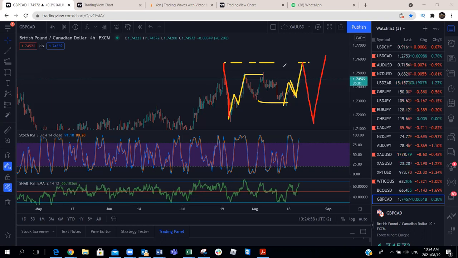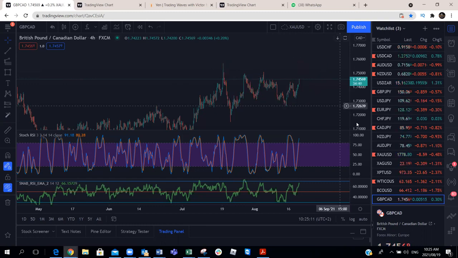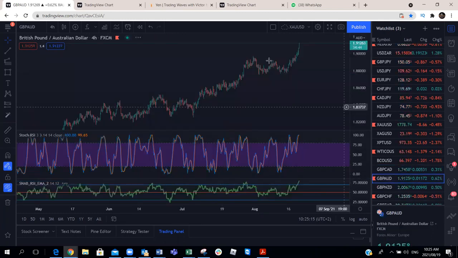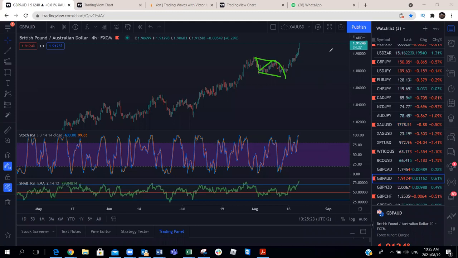So essentially the structure that we have here is this A, B, C corrective structure. So we are currently here, we're looking for this to get to about 176. Any setups to the upside should be kept around this level. Pound Audi continues higher after making this three-wave pullback that we saw with the RBA interest rate last week. So now we are pushing to the upside.